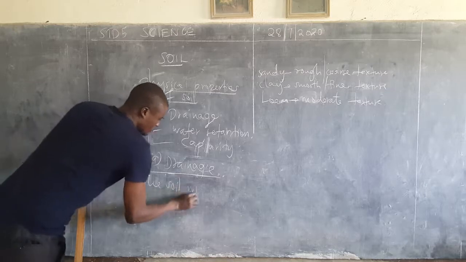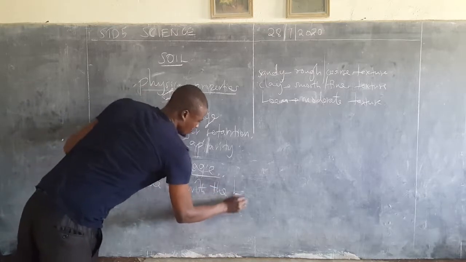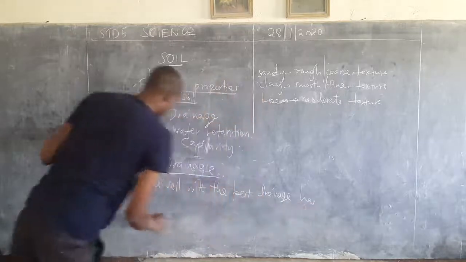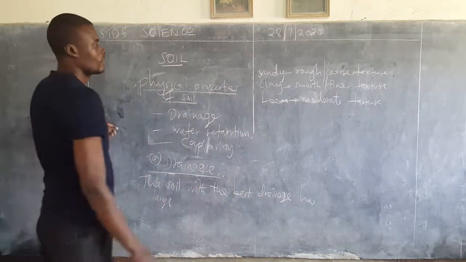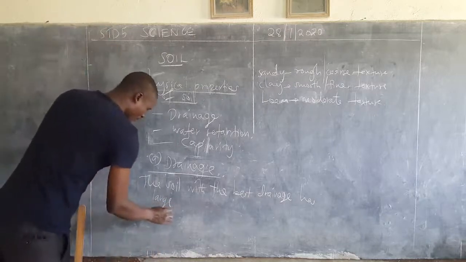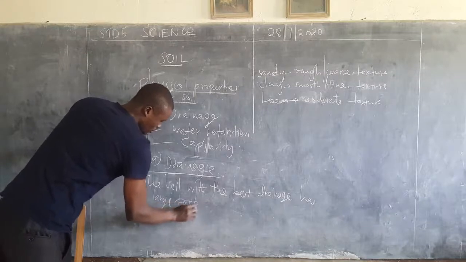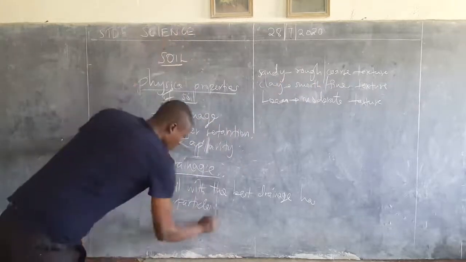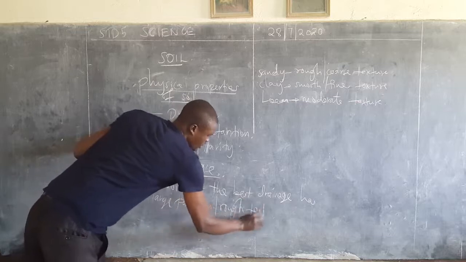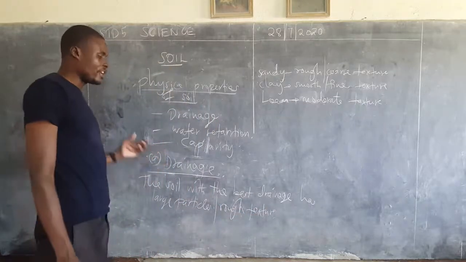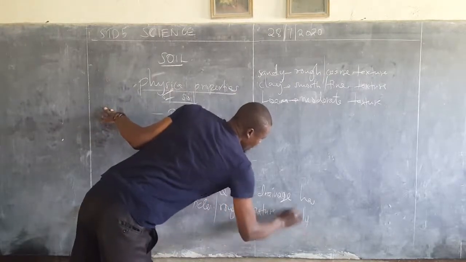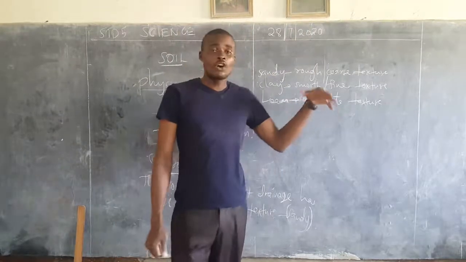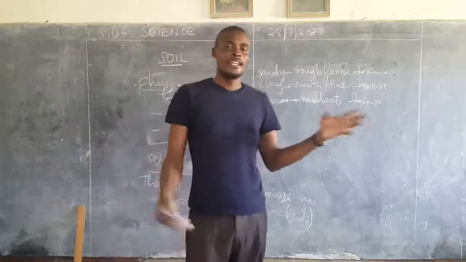The soil with the best drainage has large, or kind of rough, particles. You can say it has a rough or coarse texture. So the soil with the best drainage is normally sandy. Why? Because its particles are big, and when particles are big, it allows water to pass through very fast. That is why in all the places where we have sandy soil, drainage is normally very good.